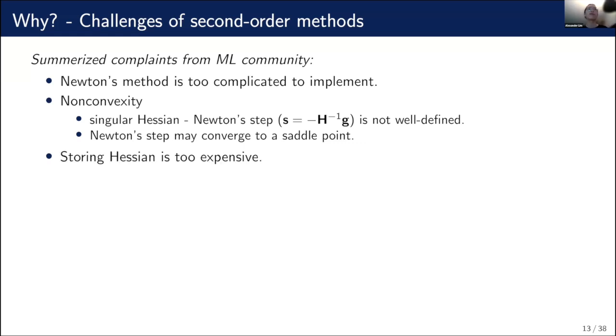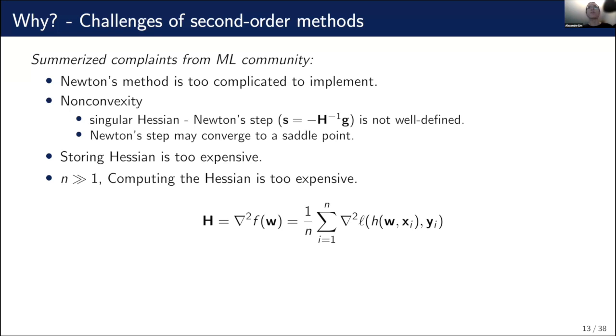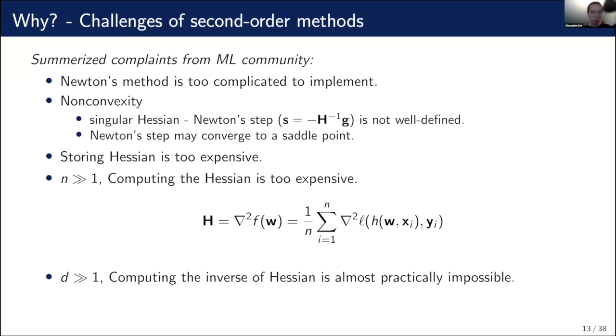Storing the Hessian is too expensive. If you have that large of a matrix, simply storing it is very expensive when n is huge, right? In terms of a finite sum problem, evaluating that particular expression to the second order is again very expensive. Inverting it is almost practically impossible. Now, these are the complaints. And also, I will just add one more thing. Newton's method is actually quite slow, and I will argue why that is the case.